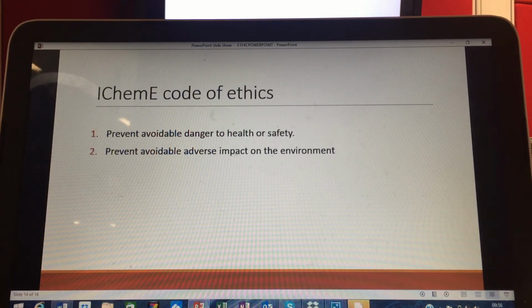Number 2, prevent avoidable adverse impact on the environment. Relating back to our case study, the old test has an adverse effect on the environment in many ways, causing aquatic animals and plants to die as a result of eutrophication. The pollution of the river has resulted in the food chain being impacted.